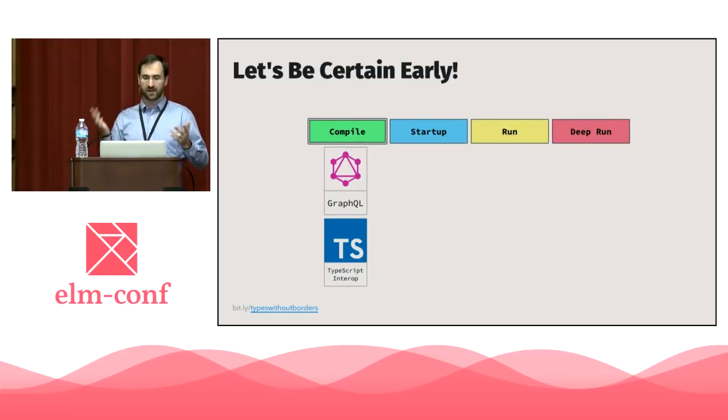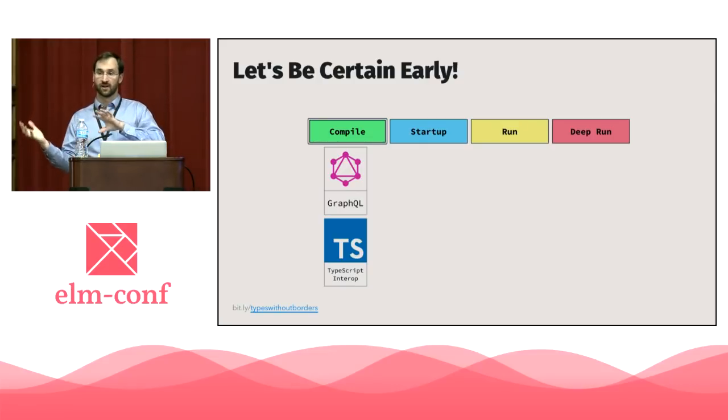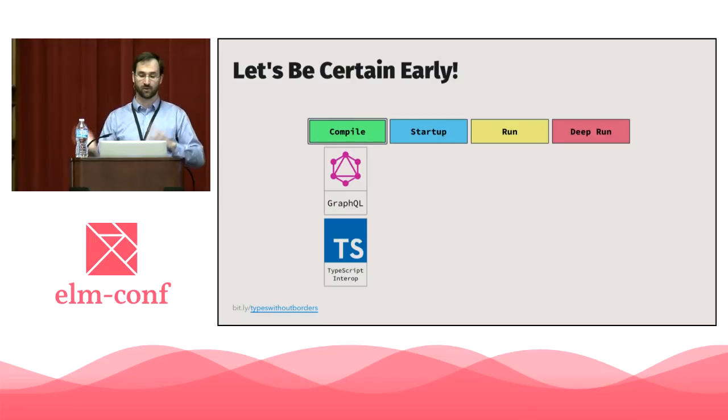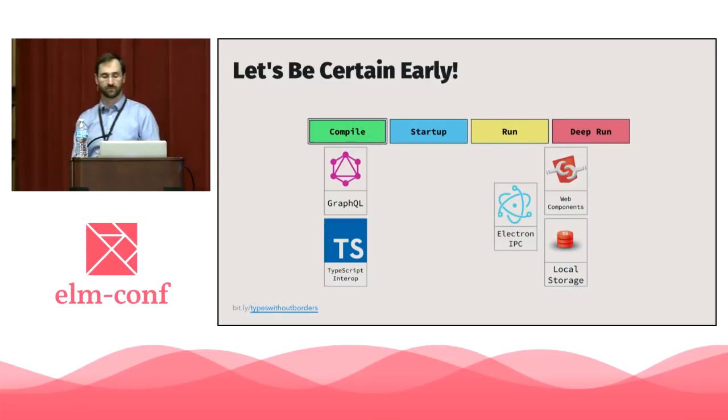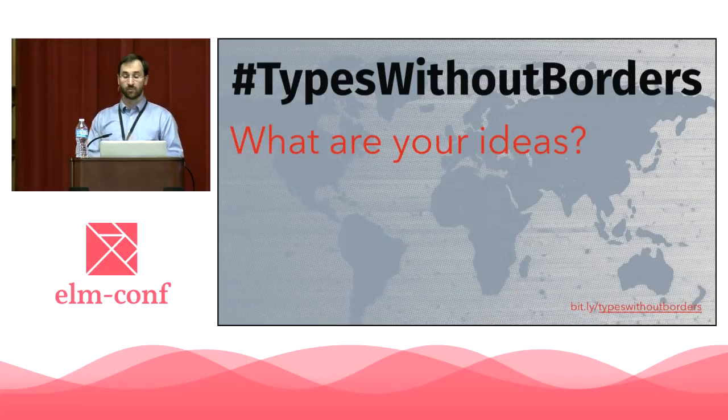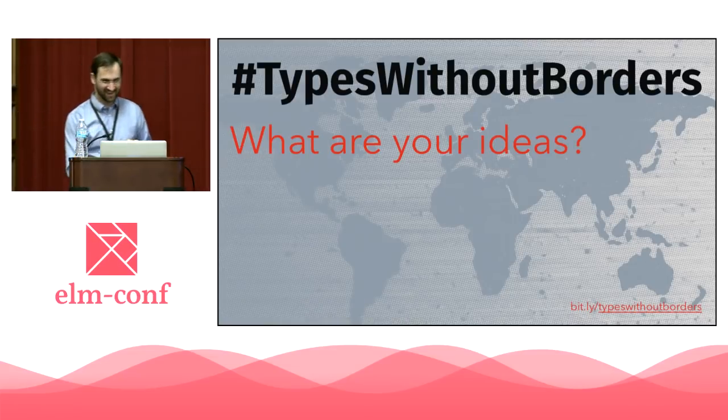And we saw that we could move some of those uncertainties into compiler errors, like with GraphQL and TypeScript interop. There are some other spaces we could explore, moving things over to the left and getting compiler feedback. I'm really interested to hear the community's ideas on this. #TypesWithoutBorders. Let me know your ideas, and that's all I've got.